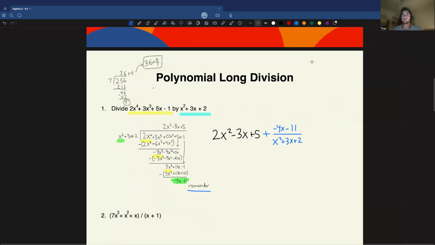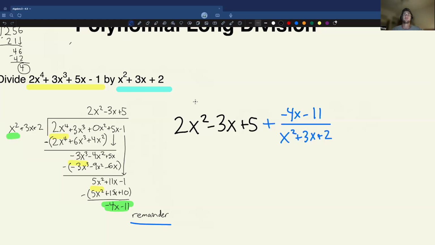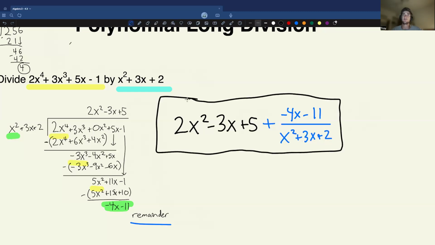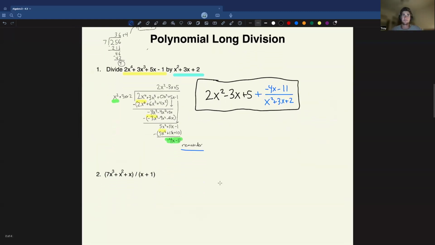And even though this still looks kind of incomplete because of that part in blue, this is indeed the final answer because there's no way we can simplify this anymore. So here we say this is our final answer. We have our quotient and then we have our remainder as well. So that's the format that we want to write it in.